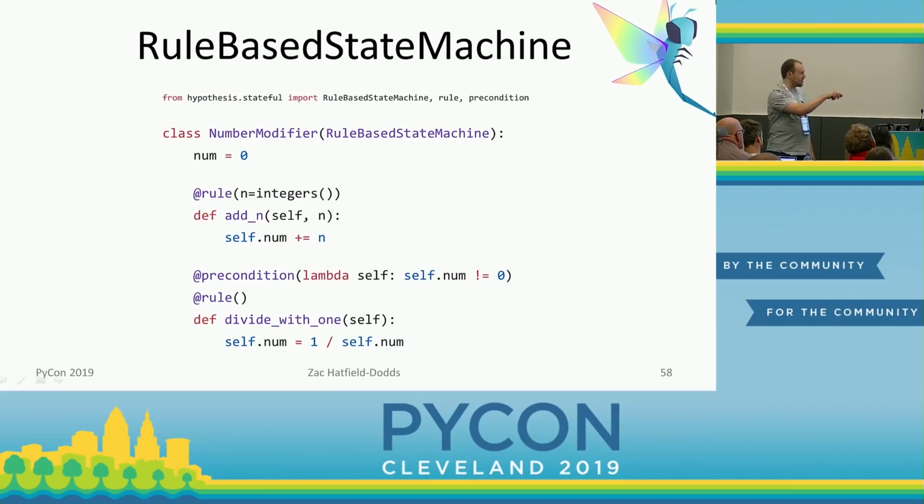And so what Hypothesis will do is it will take this definition and it'll go, okay, the number starts at 0. What rules are available? Well, I've got 2 rules, but only one of them is valid. So I'll draw some integer, add it, and then I've got 2 rules. And it will keep exploring, and for this one, I don't think it finds a bug. It seems like arithmetic should keep working, right? I hope so.